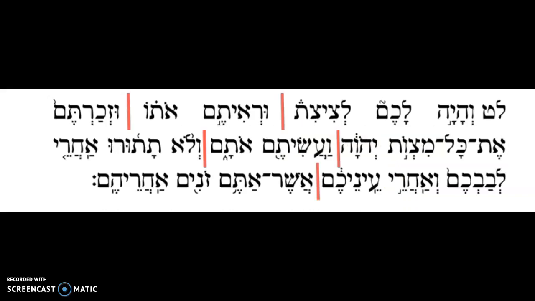Okay, one last exercise. And here we're going to see one of the notes that we haven't seen before. Ve'haya lachem letzitzit. Here are the three dots. And therefore we would make a line. Uritem oto, the diamond, stop. Uzchartem et kol mitzvot Hashem, two dots, that's a stop. Vasitem otam, the wishbone, so we stop. Velo taturu acharei levavchem v'acharei einechem, the two dots, and we stop. Asher atem zonim achareihem, the end of the pasuk.